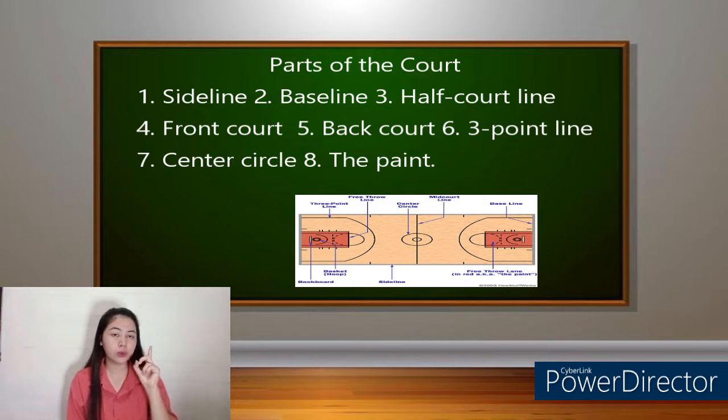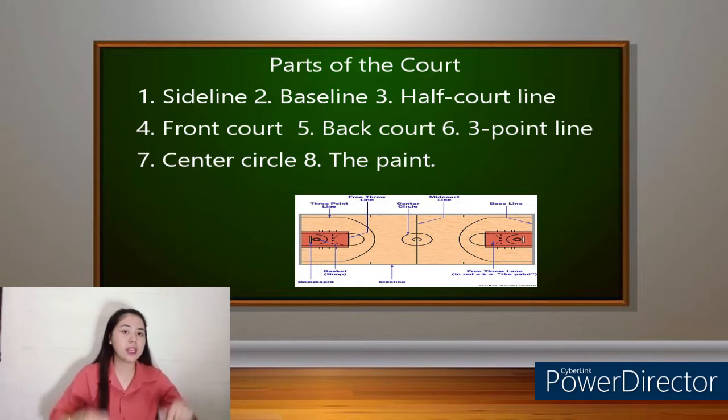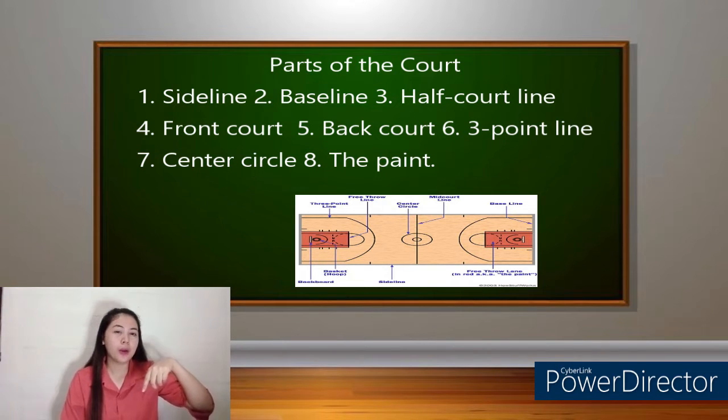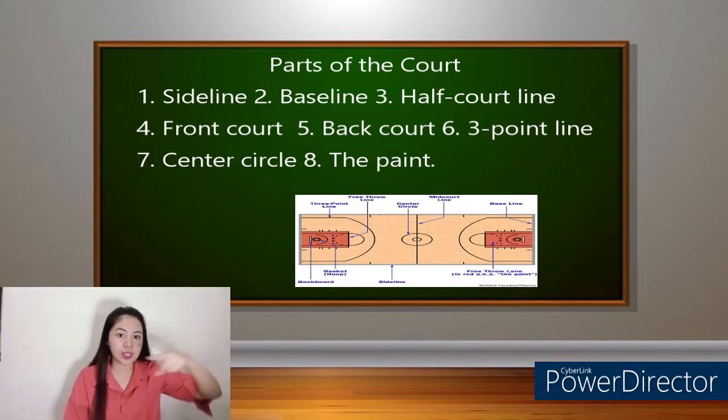So the court has parts. First is the sideline. I have a picture that you can see, that is the sideline. Sideline is on the outside of the court. The baseline that you can see is inside of the court. You can see it is black, or sometimes blue in other courts. Number 3 is the half court line. You can see there's the half court line. And the 4th is the front line.